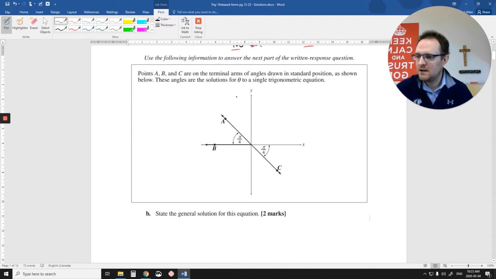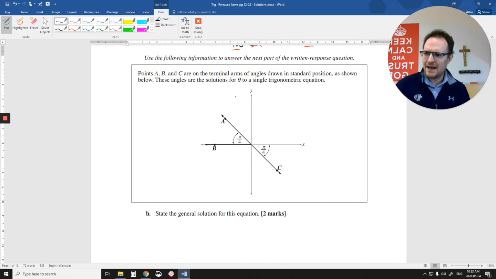Not too bad. Here they just want us to state the general solution of this one. They kind of give us a nice little picture. It looks pretty good. There's lots of different general solutions to this. I'm going to write the simplest one. I'm going to write this as 2 statements rather than 3. There are 3 angles. That's fine. You can write down 3 solutions.